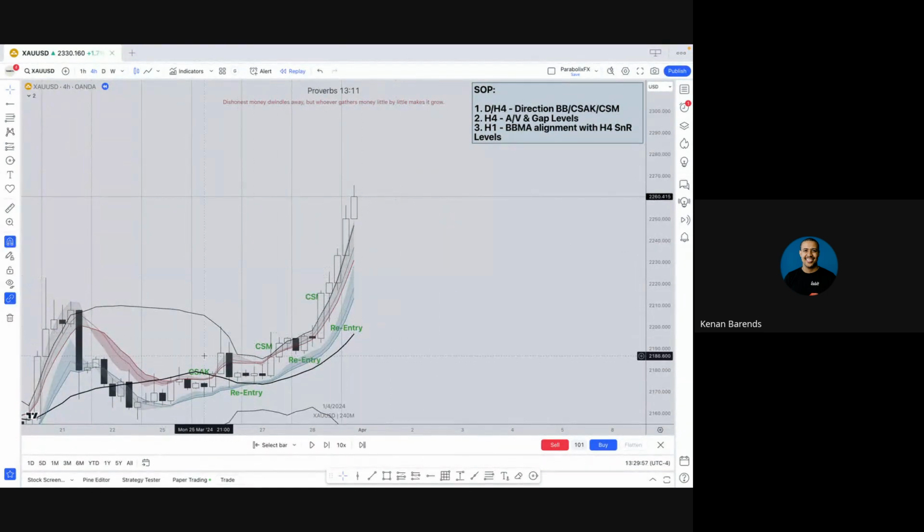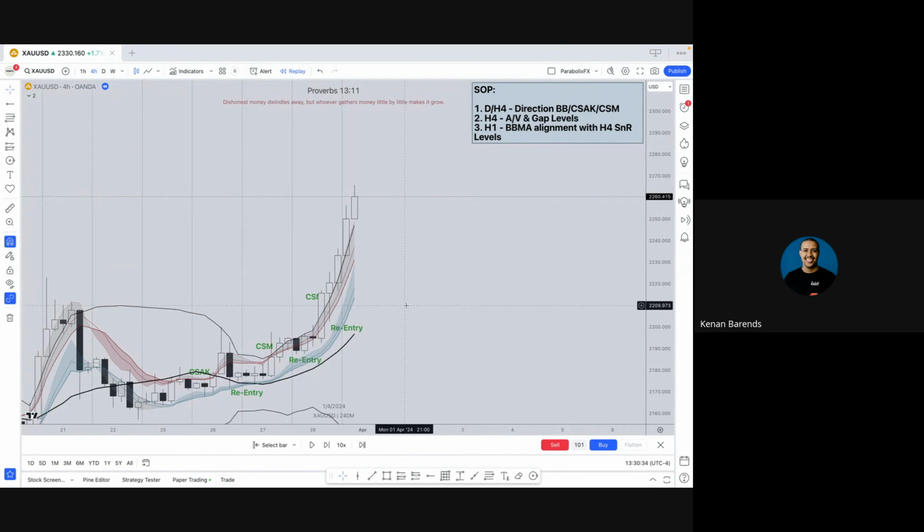Okay, so I hope this is clear. This is the only concept that we will use from the traditional BBMA. We won't be looking at extremes or TP-Wajid or MLV or MHV, and we're not looking at those first three conditions. We are only looking at CSAK, re-entry, CSM, and re-entry. Super easy because you are trading with the trend, which makes it very easy to get in on trades, as you will see in a moment. Okay, so that's just how I use the direction.